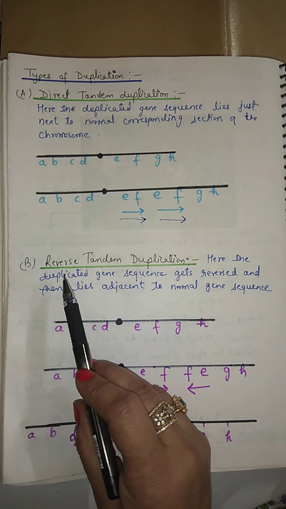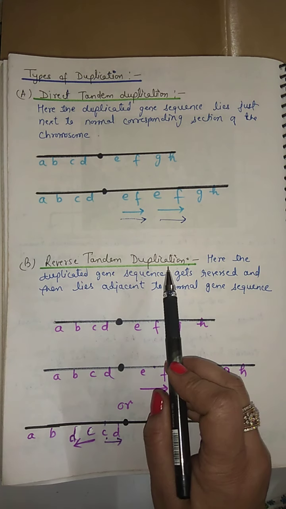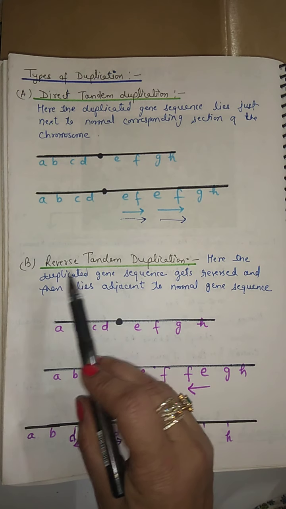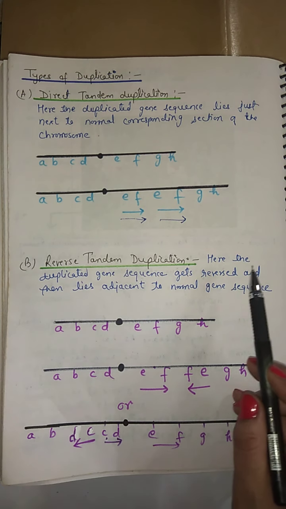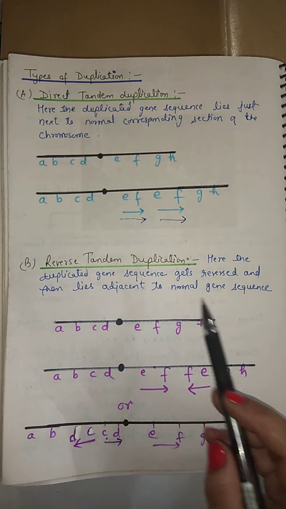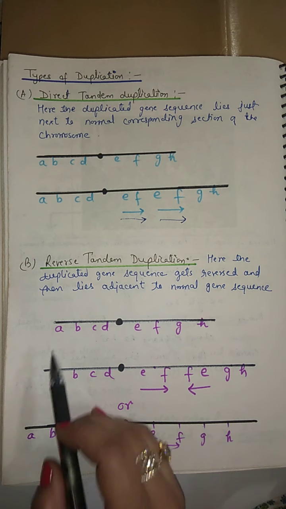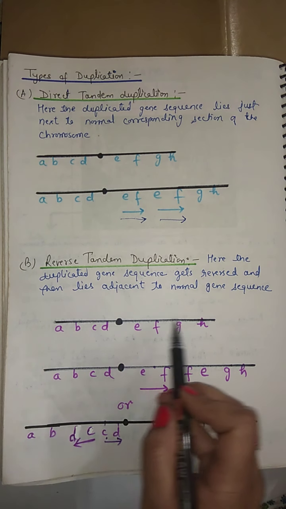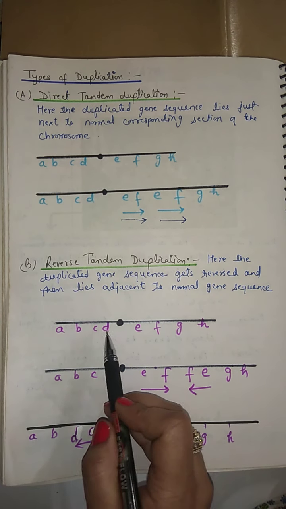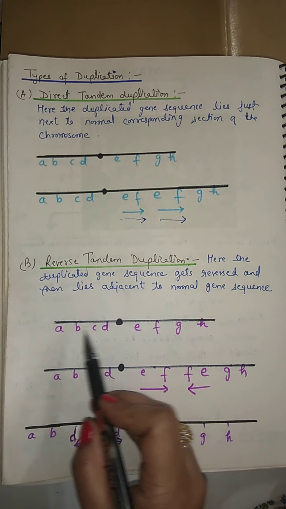The second type is reverse tandem duplication. Reverse means in another or opposite direction. Here the duplicated gene sequence gets reversed and then lies adjacent to the normal gene sequence. Here, for an example, this chromosome has A, B, C, D, E, F, G, H genes.